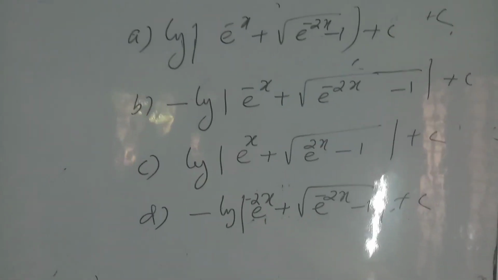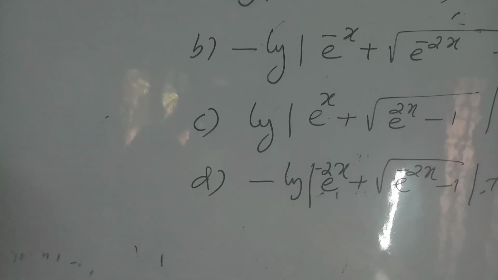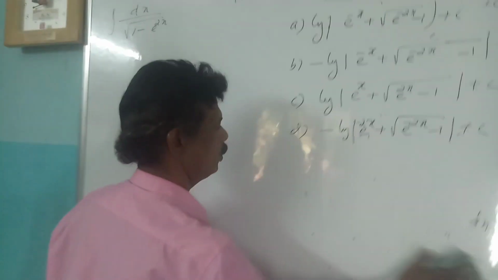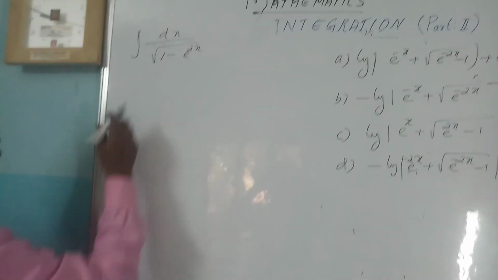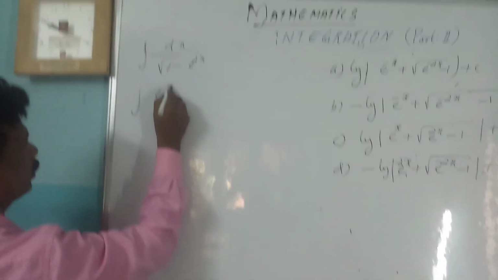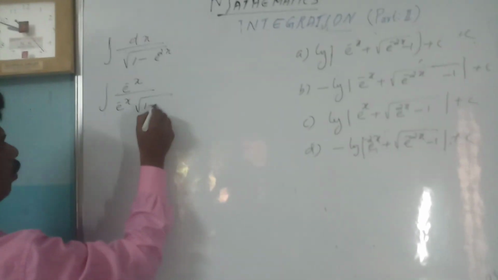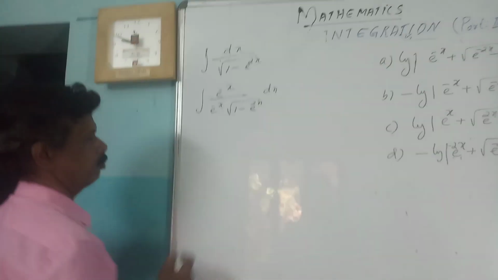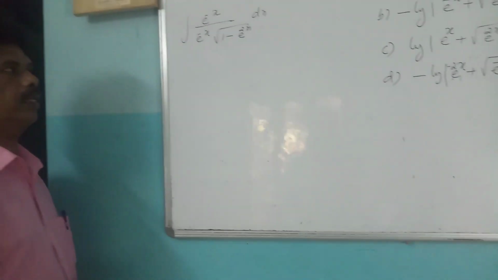This is a lengthy problem. Integral dx by root of 1 minus e raised to 2x. For simplifying this problem, first of all, we have to multiply throughout by e raised to minus x in numerator and denominator. Then multiplying e raised to minus x divided by e raised to minus x into root of 1 minus e raised to 2x into dx.